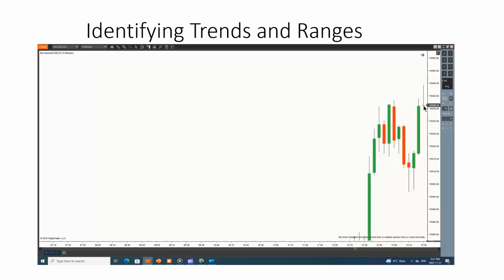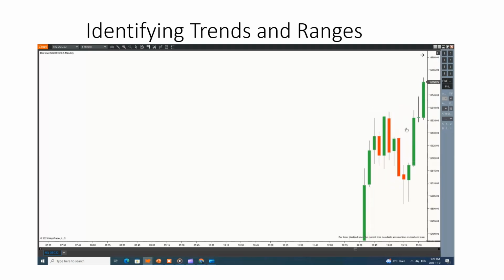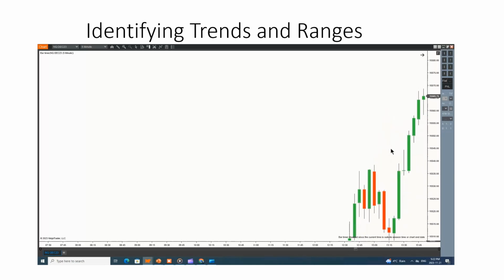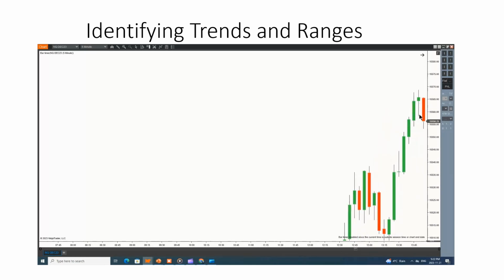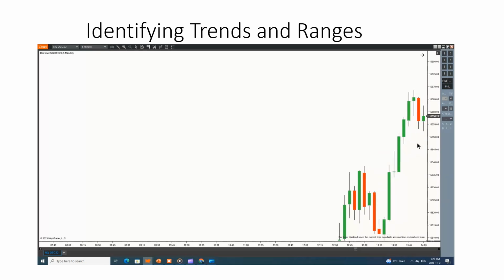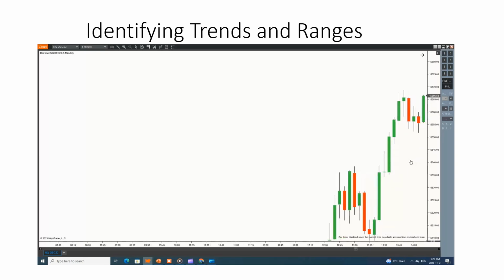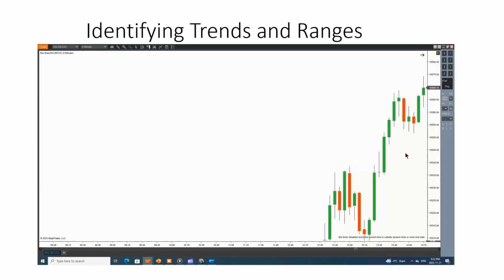Now the market is in an uptrend. Three consecutive green bars making new high closes. Uptrend. Now the market is in a range. Two bars have closed within the high and the low of this bar. Market is still in a range. Now the market is in an uptrend.